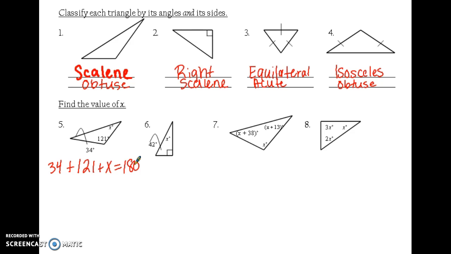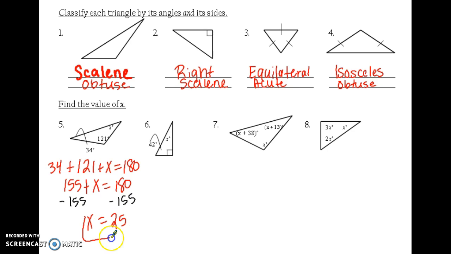121 plus 34 is 155. Bring everything else down. We're going to subtract 155 from both sides. And that leaves us with x equals 25. So that is our answer.